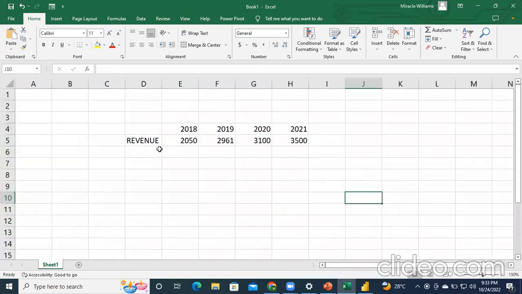Okay, so we are given these 4-year financial statements and you're asked to start analyzing them. So the very first step, like I said, is to understand the trends, which is very important.